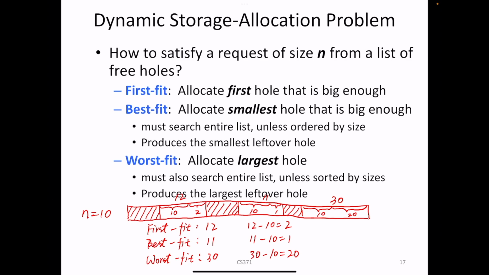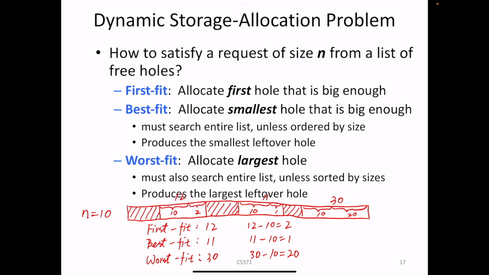Then let's look at a problem associated with the memory allocation mechanism, which is called the dynamic storage allocation problem. When a new process of size n arrives in the system and requests a new partition, how do we satisfy this request from a list of free holes? Actually, there are three mechanisms that can be used to achieve this goal. The first one is called first fit, which is the simplest. We just sequentially search the list to find the first hole that is big enough to hold this process.